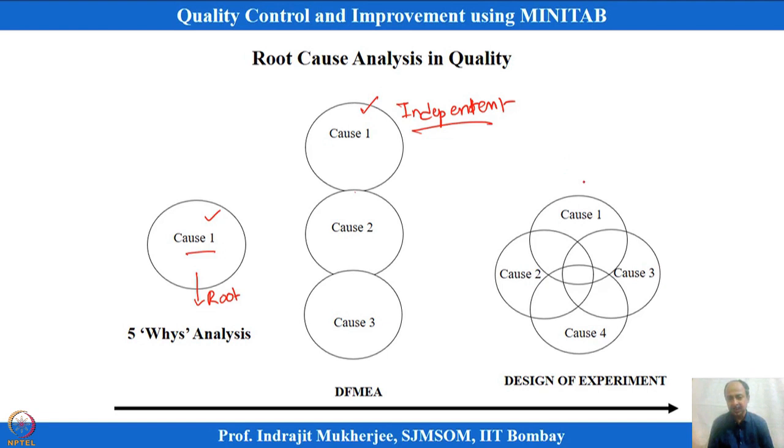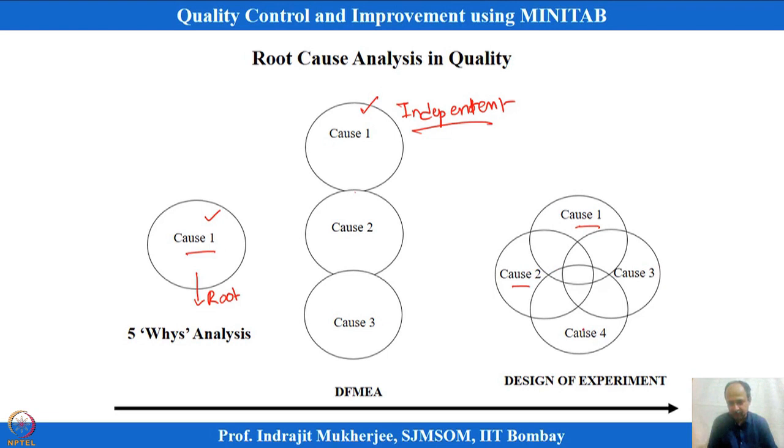Okay. So if these are the causes, the design scenario should be like this: all are independent, and whenever something goes wrong, I can just replace that one. So, modular types of designs, with minimum interplay between the causes. That is the most favorable scenario.